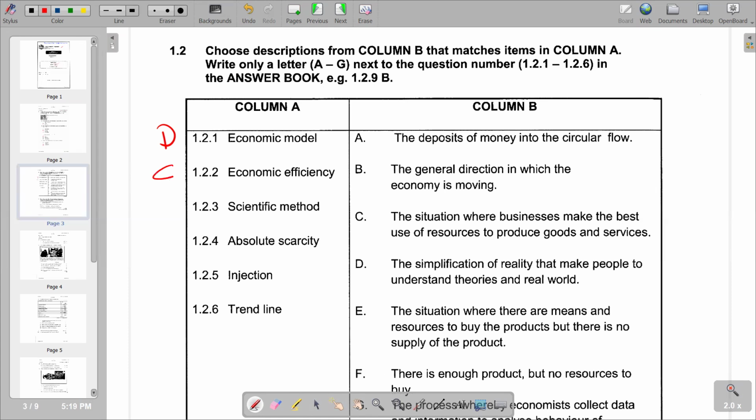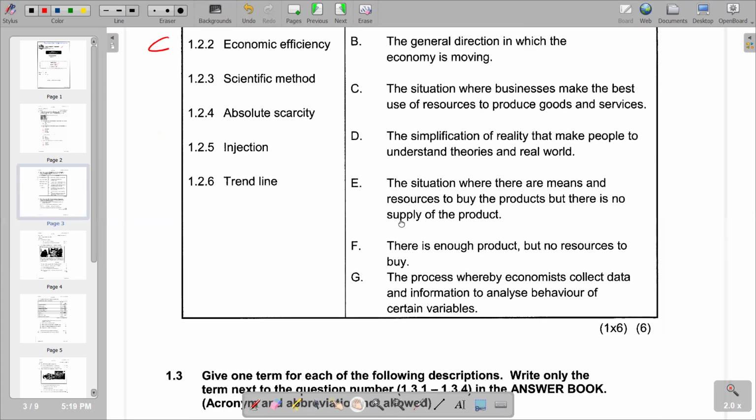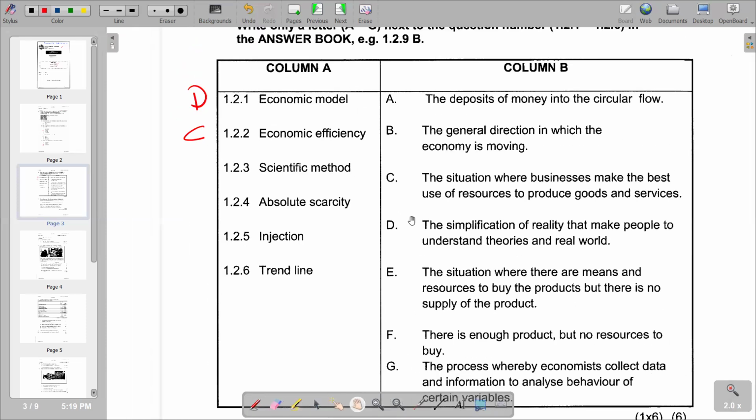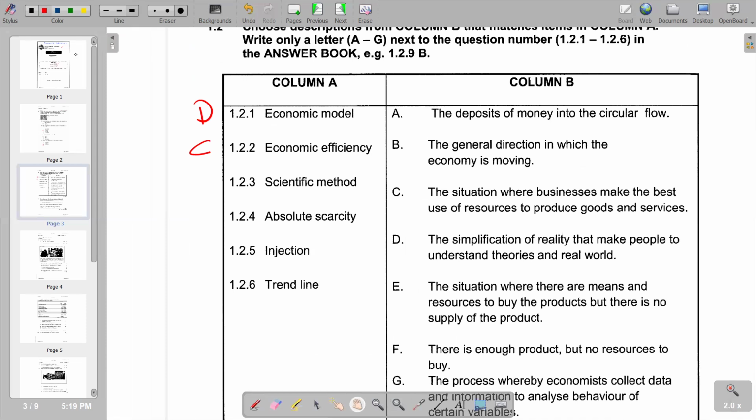Then we have scientific method. We can describe it as a process of establishing facts through testing and experiments. If we establish facts through the use of testing and experiments, it's a scientific method. So we try to see which response is most appropriate. I go to G, saying the process whereby economists collect data and information to analyze the behavior of certain variables, which is also correct according to the term that we're given. So this is our G.